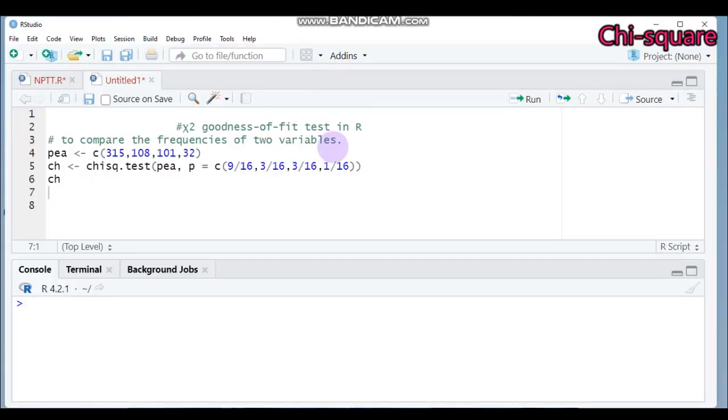Hello everybody, today we're going to discuss the chi-square goodness of fit test using our software.